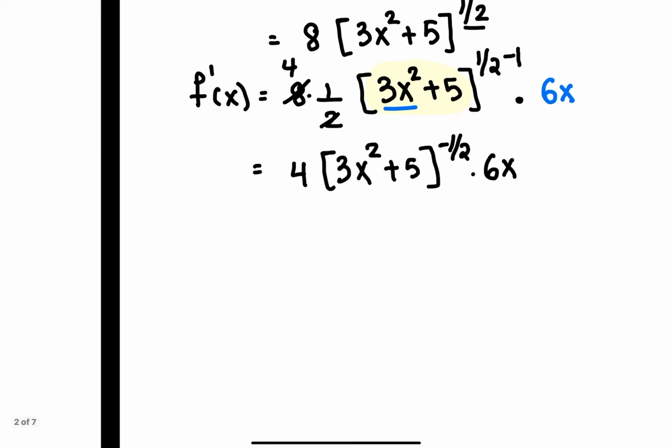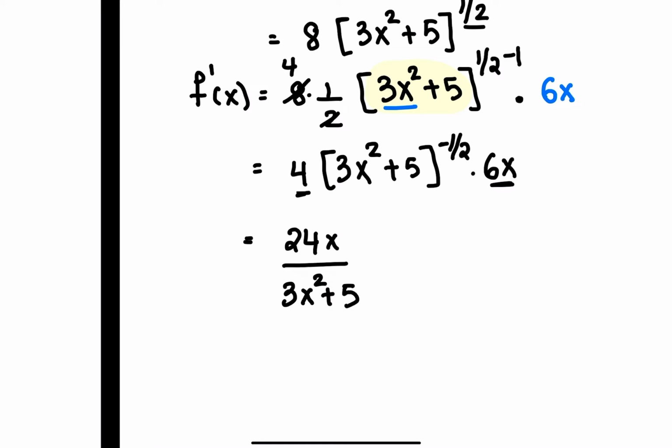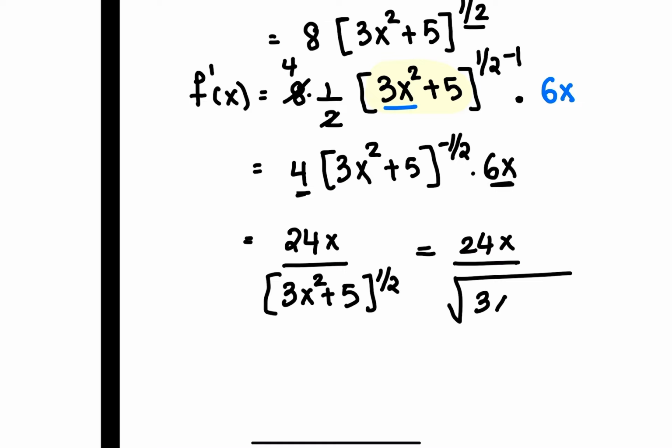What I've observed in Pearson is they don't like to have negative powers. So let me go ahead and multiply 6x and 4, which gives me 24x. And what I'm going to do is bring this down because it's a negative power, and this now becomes a positive power to the power half. You can rewrite this half as a radical 3x squared plus 5.